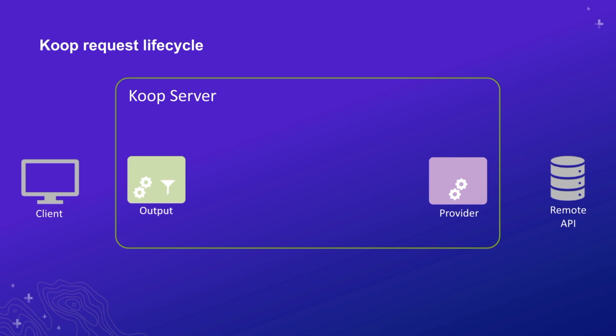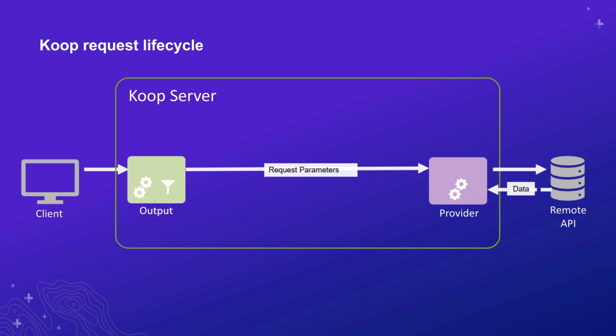Let's talk about the Koop request lifecycle. So starting with a client, this might be an ArcGIS client, a request is made to the Koop server, and that Koop server points the request to the output, which passes the request on to the provider's getData method. That getData method in the provider will make the request to the remote API. The data is fetched and sent back to the provider, where it is translated into GeoJSON.